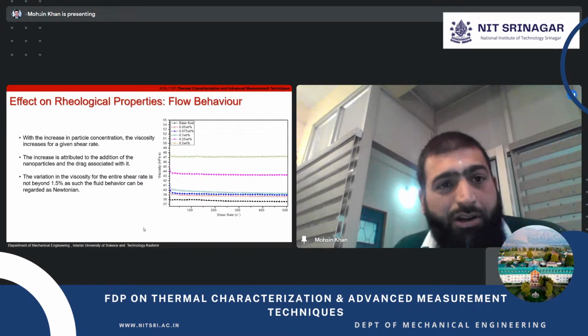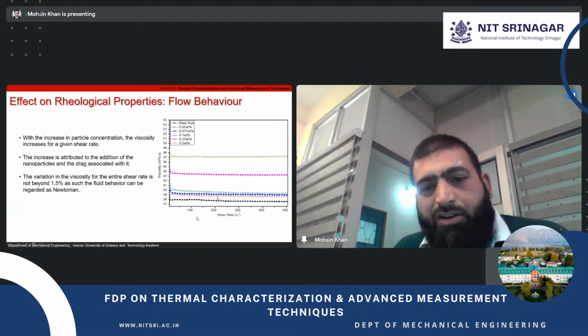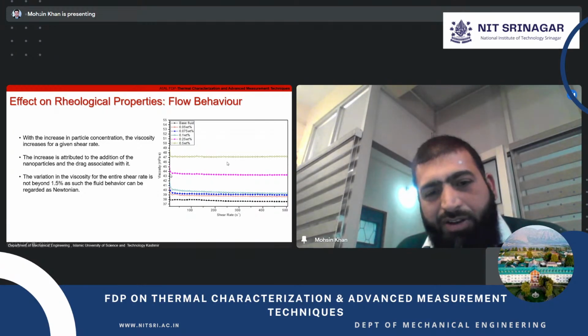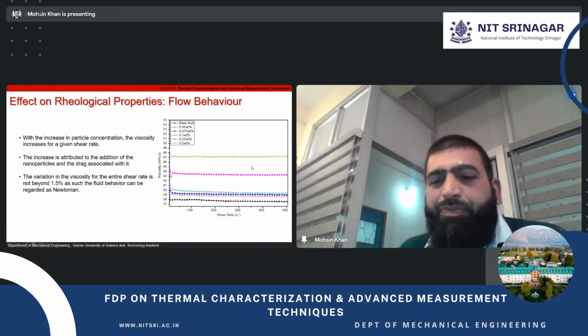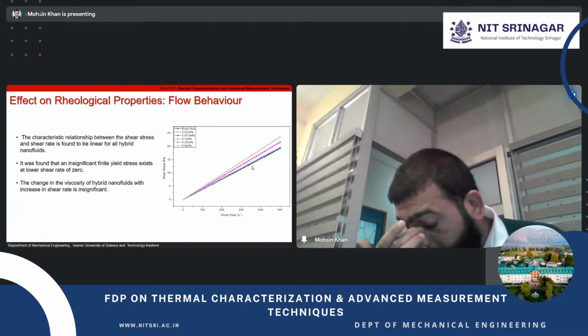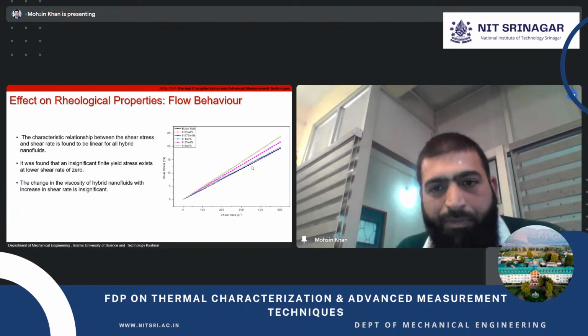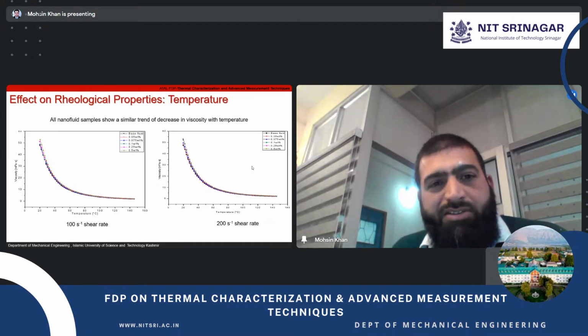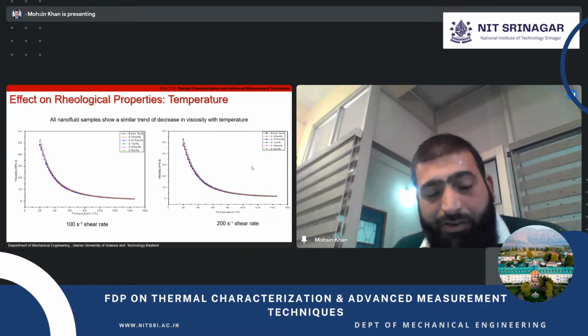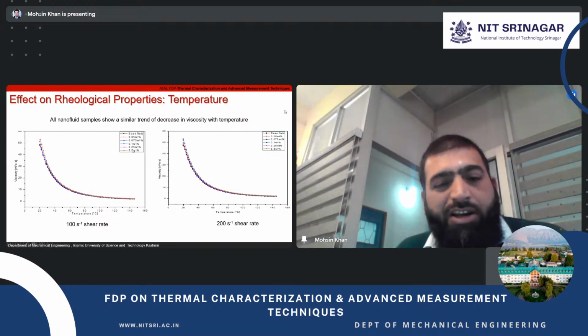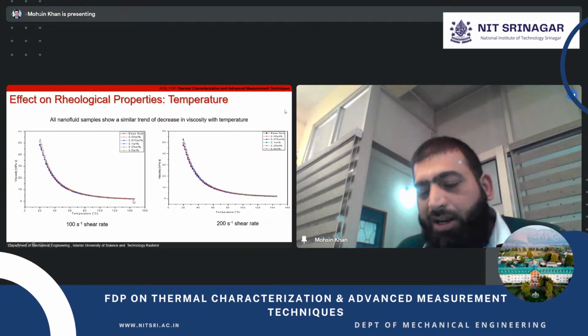We again did a study on the rheological properties. The viscosity was found to be independent of the shear rate, which indicates that the flow is Newtonian. As you can see from the figure, our flow behavior was Newtonian. Then we did some tests to determine the viscosity as a function of temperature at different shear rates. What we found is that the viscosity decreased, and it almost reached that of the base fluid at high temperatures.